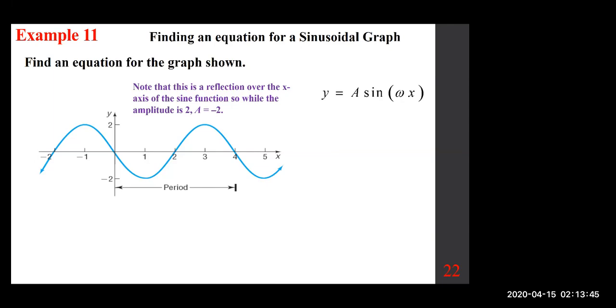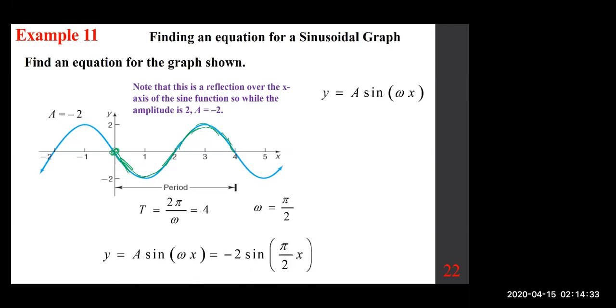We can tell the 0, 0 is intact. Remember, the maximum normally occurs at pi over 2 comma 1. But in this case, let me just draw a complete cycle. So it goes from here to here, down here. Okay, so the period is equal to 4, and omega is pi over 2 as a result, because 2 pi divided by omega equals 4. So omega equals pi over 2, replace it, you have your function.